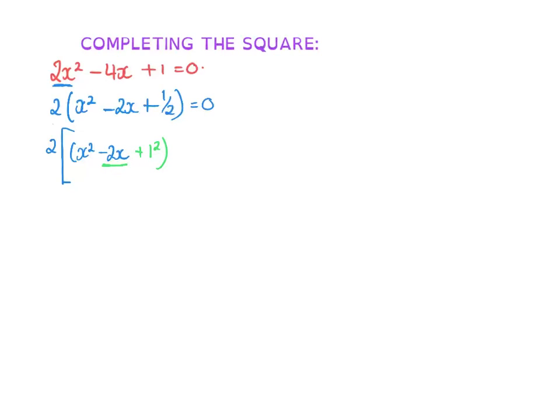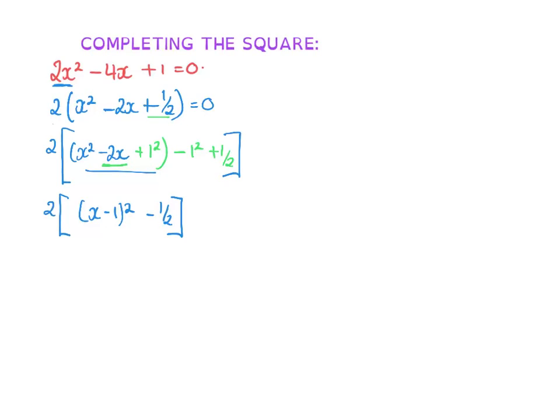Now because we added it, we have to subtract it, and we can't forget there was also the plus half amongst all of that. Okay, so still just keeping this 2 there for the moment. This factorizes to be x minus 1 squared. And then we've got minus 1 squared, which is minus 1 plus a half. So it'd be negative a half.